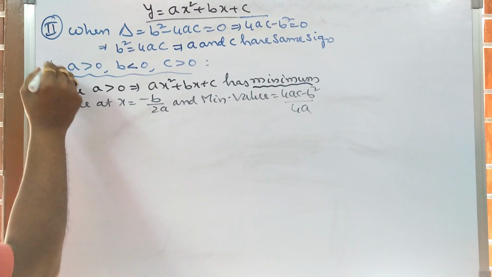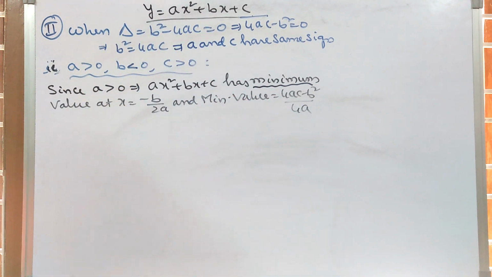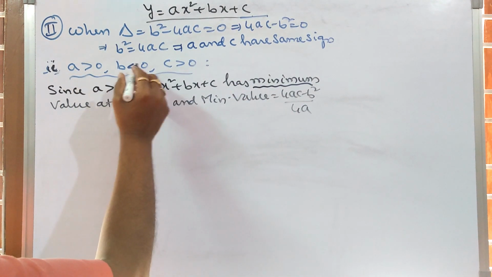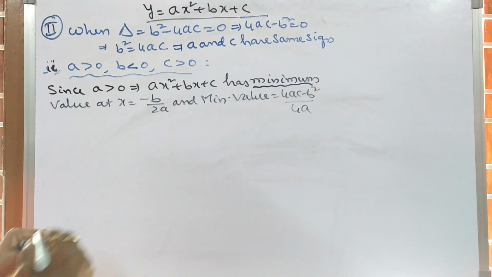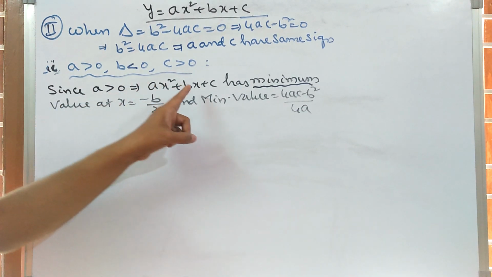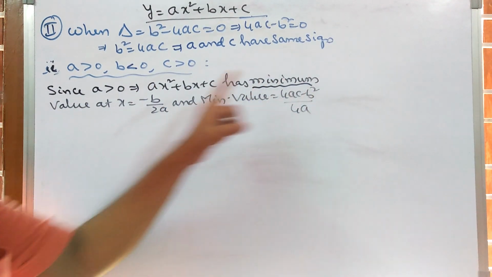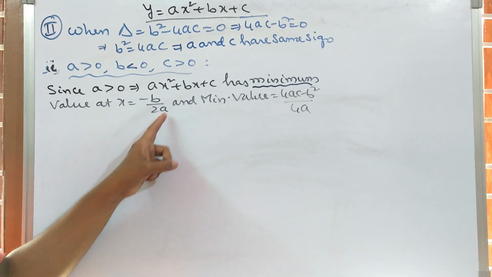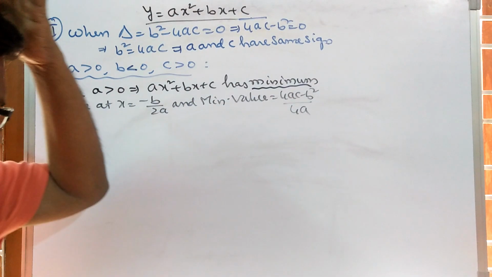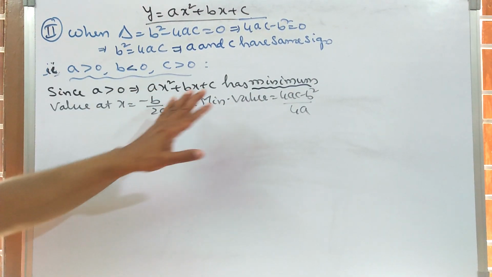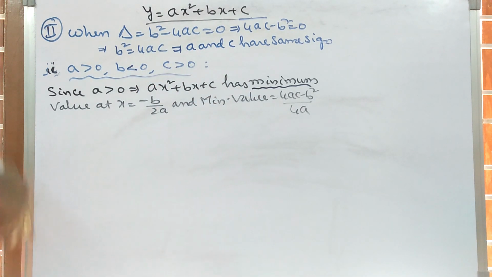Now this is the second case under this Roman 2, that is delta is 0, a greater than 0, b less than 0, c greater than 0. Since a is greater than 0, ax square plus bx plus c has a minimum value at x is equal to minus b by 2a, and the minimum value is equal to 4ac minus b square by 4a. That means again, minimum value means the graph is an upward parabola.